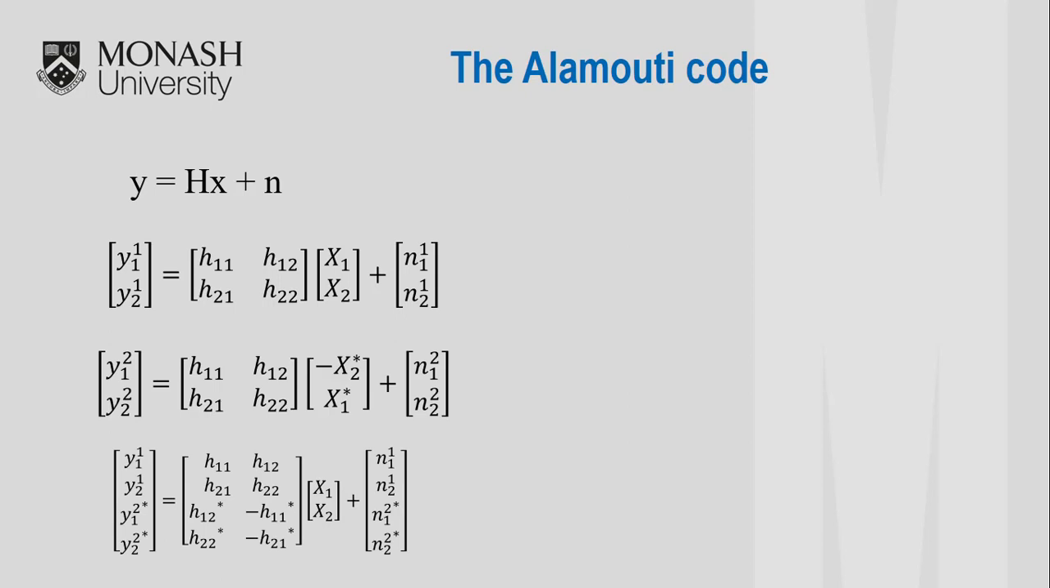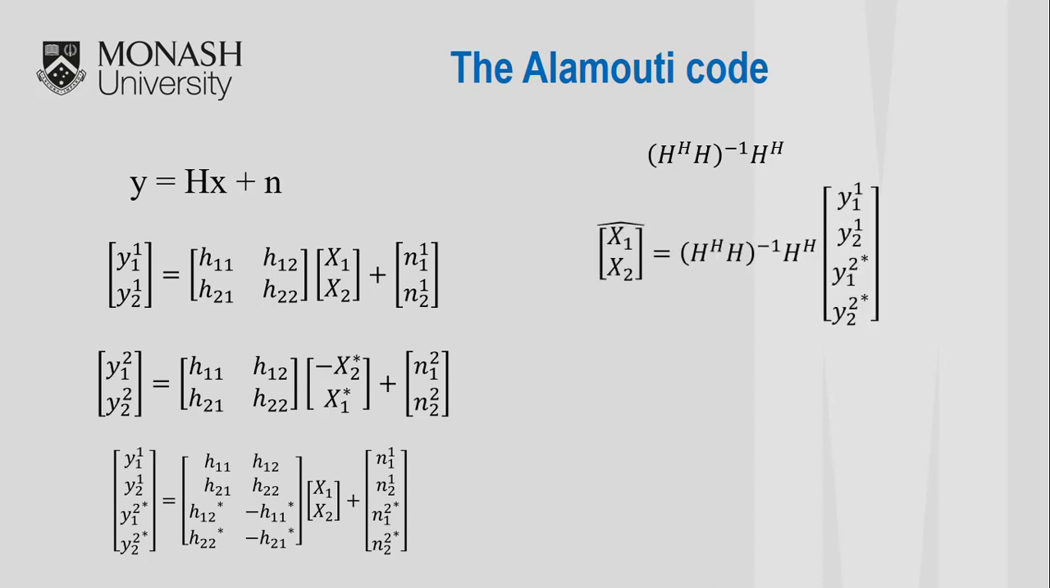To solve for x1 and x2, we have to find the inverse of h. However, this h matrix is not orthogonal, so we use the pseudo-inverse of h, which is defined like this. Then we can get the estimate of the transmitted symbols as this.